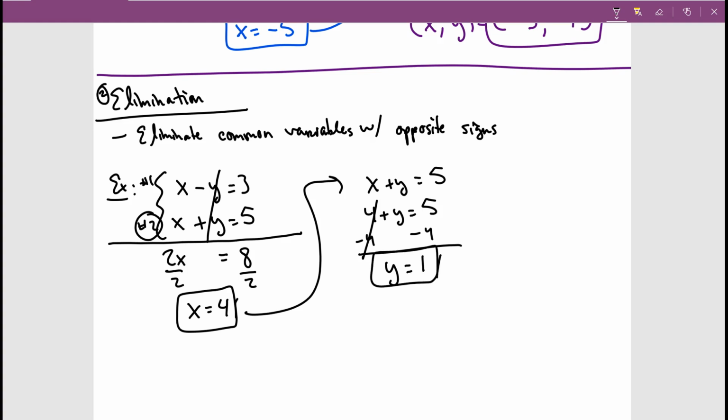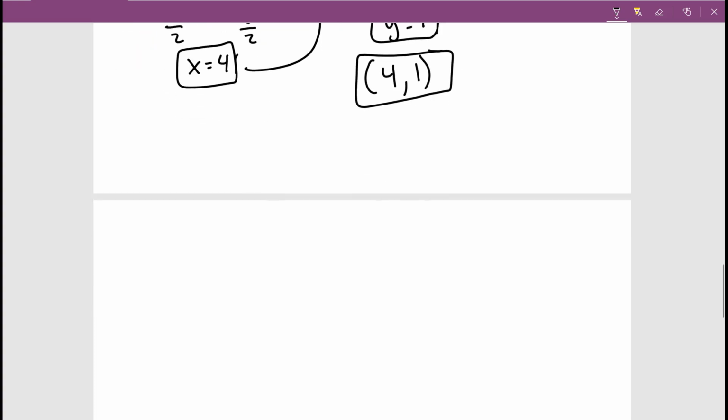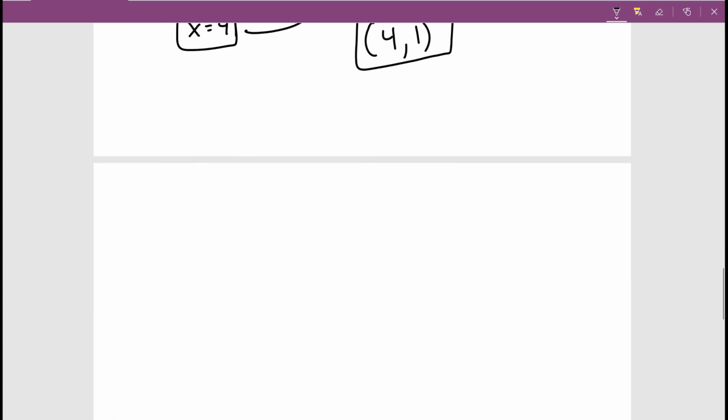All right, so how do we write our answer? This is going to be (4, 1). Remember, the x always goes first, followed by the y. Okay, that's the elimination method. It's actually very straightforward, easier than the substitution method. Okay, so let's try another problem, something that's not as straightforward.